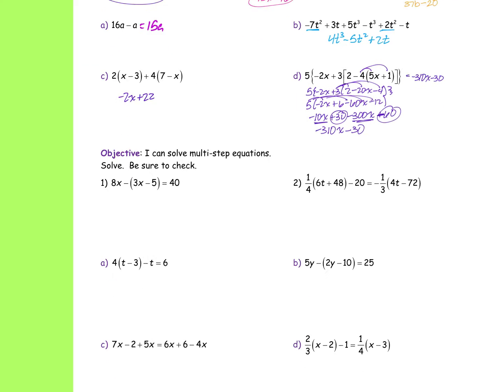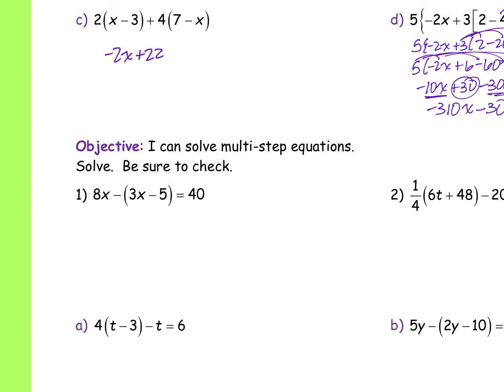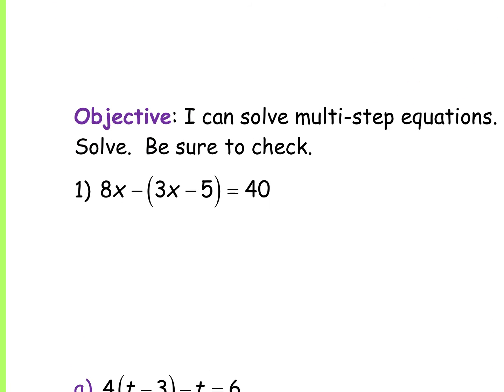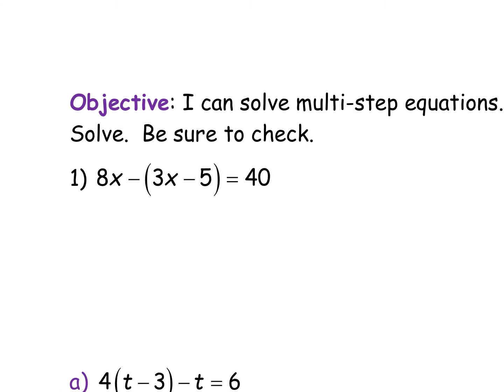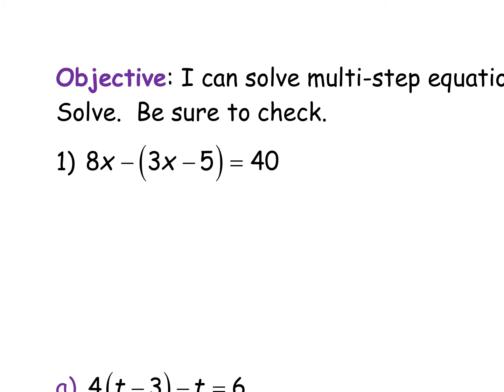Okay, so the next thing is we're going to solve multi-step equations. You guys have all solved before, right? We did it on the Kahoot, so you should be okay with this. How am I going to solve number 1? What do I do first? I distribute the negative. Awesome.